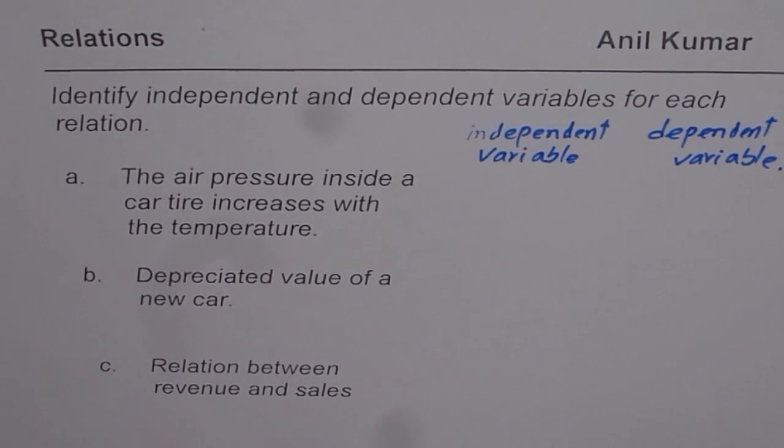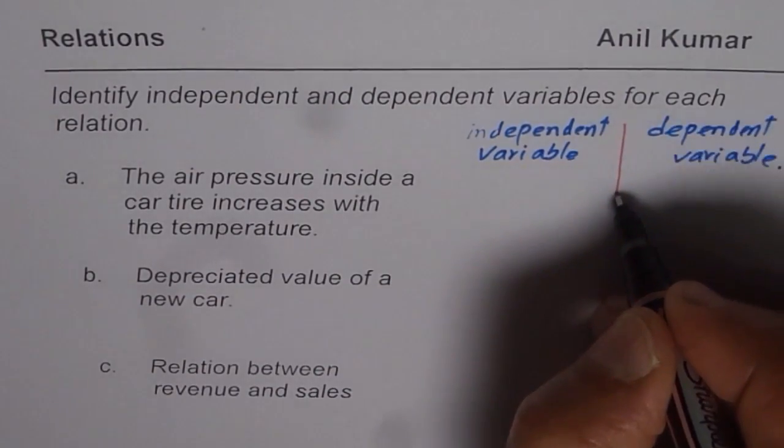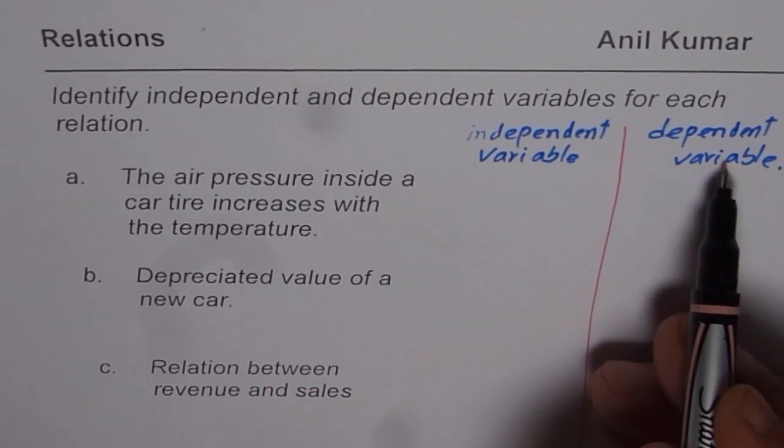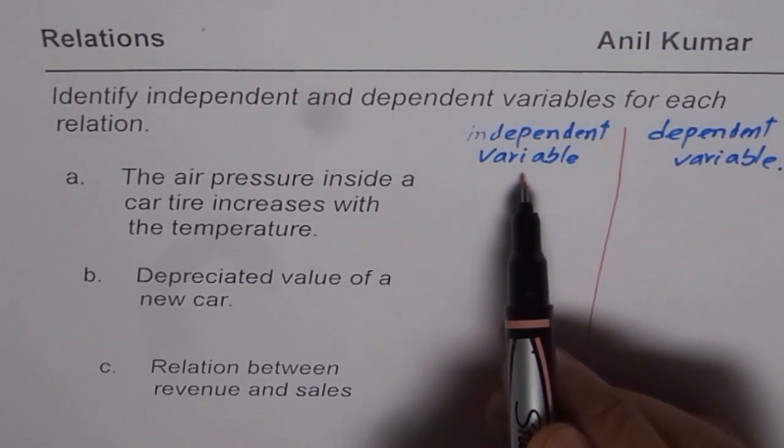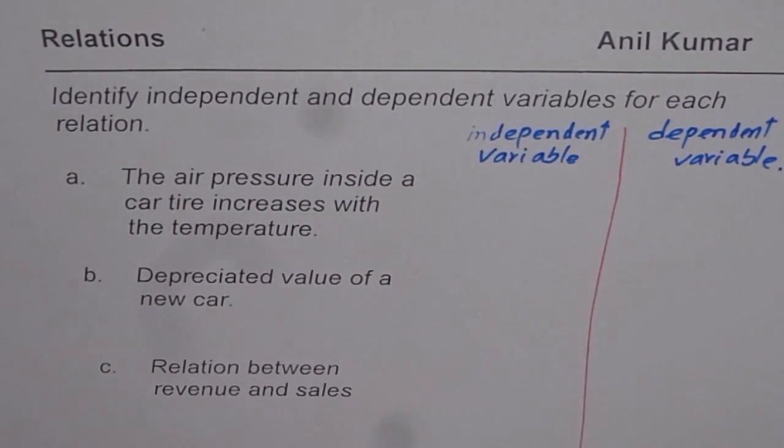Remember, the value of the variable that determines the output is called the independent variable. And as the name suggests, dependent variable is the one whose value is dependent on the input, which is the independent variable. Okay, so let's go through the solution.